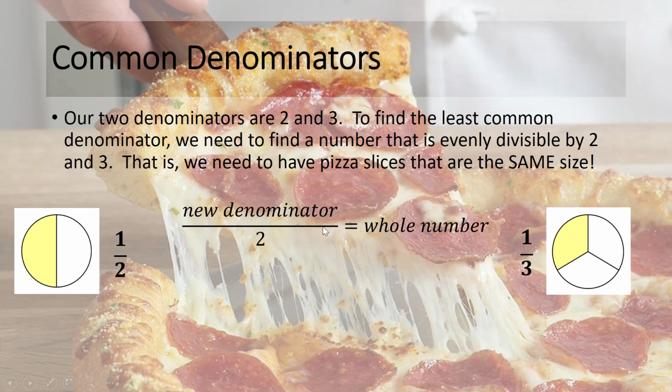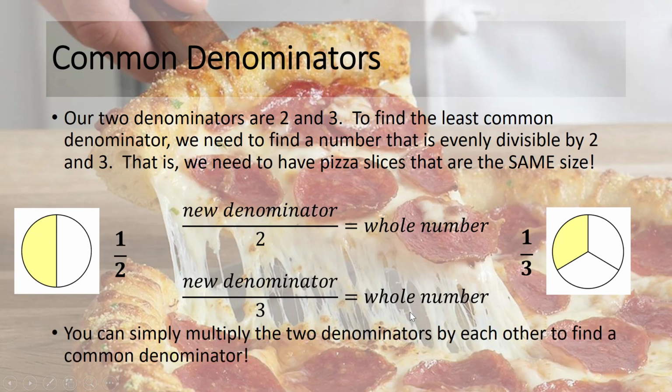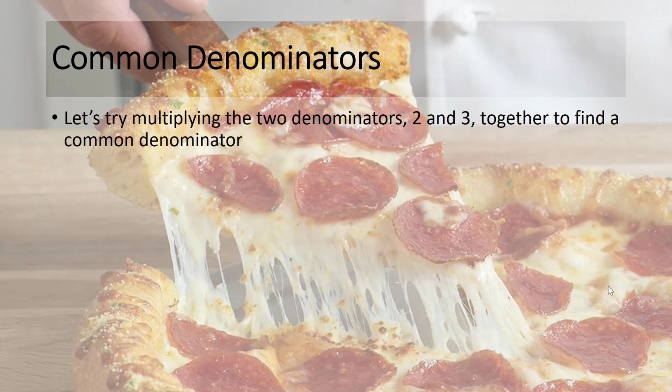So our new denominator, when we divide by 2, has to give us a whole number, not a decimal or fraction. Also, when I take my new denominator and divide by 3, it also has to give me a whole number. So in school, you might have spent a lot of time on the least common denominator, but we're not going to worry about that. We're just going to find a common denominator. And the fastest way to do that is just to multiply 2 by 3, or whatever your denominators are. So let's try that in the next page.